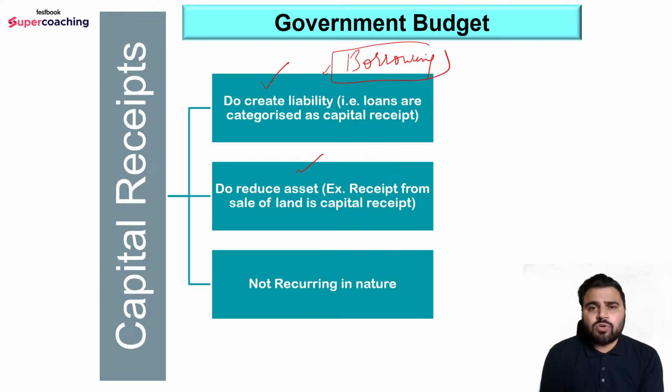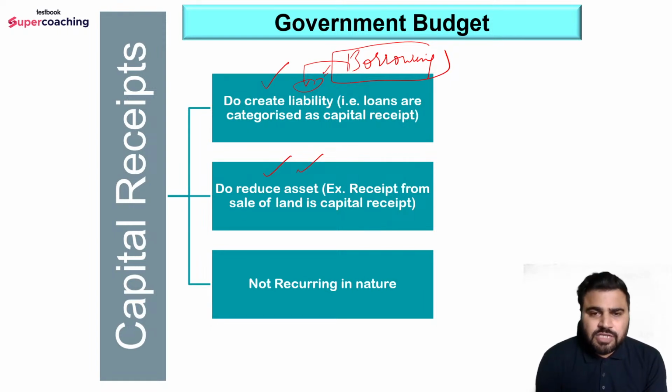Similarly, when government borrows, then government has to repay in future. So ultimately पैसे government के पास आ गए, but liability is created here, and that is why it will be the part of capital receipt. So whenever in any form of receipt, if assets or liabilities are involved, then that particular receipt will be called the capital receipt. Similarly, it reduces asset also. Capital receipt reduces asset also.